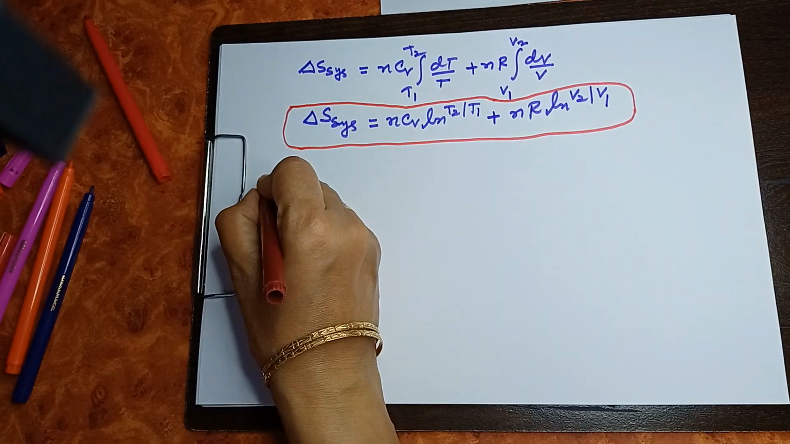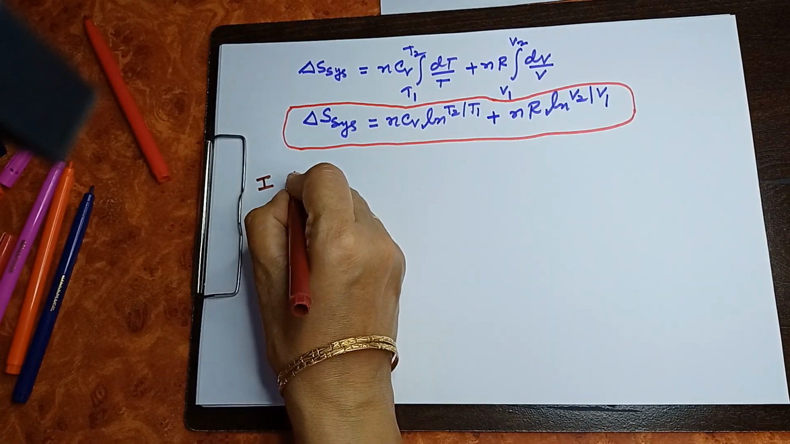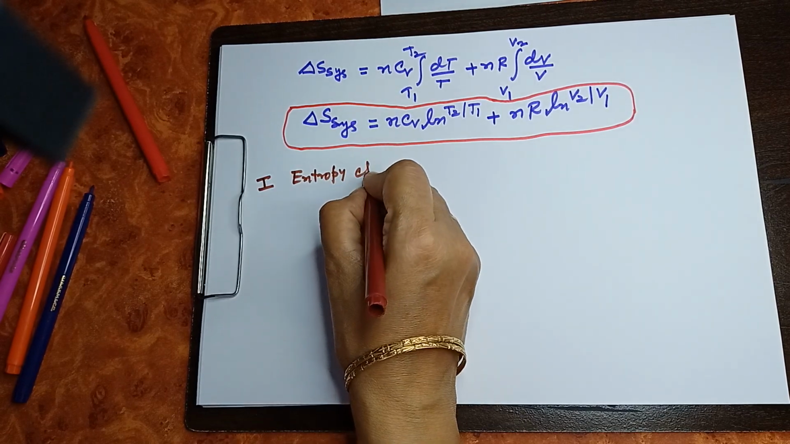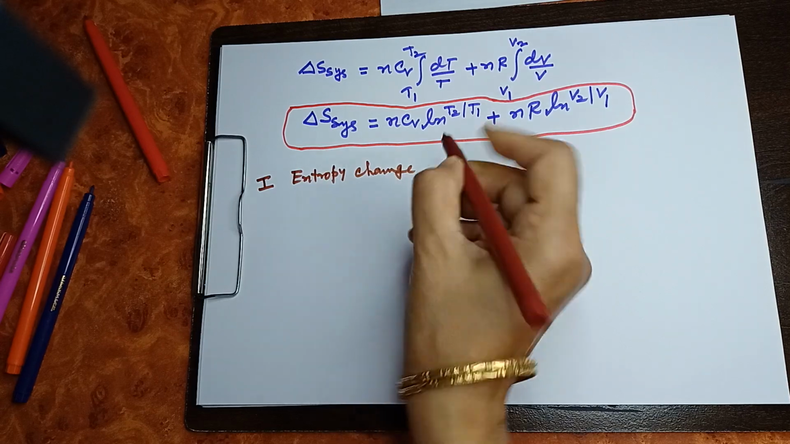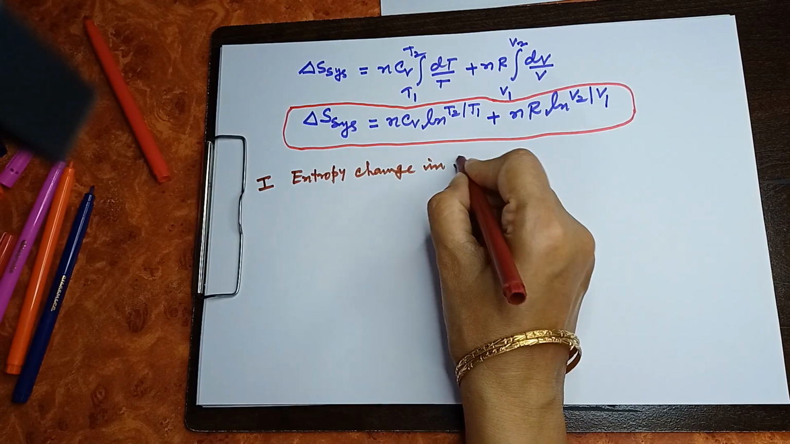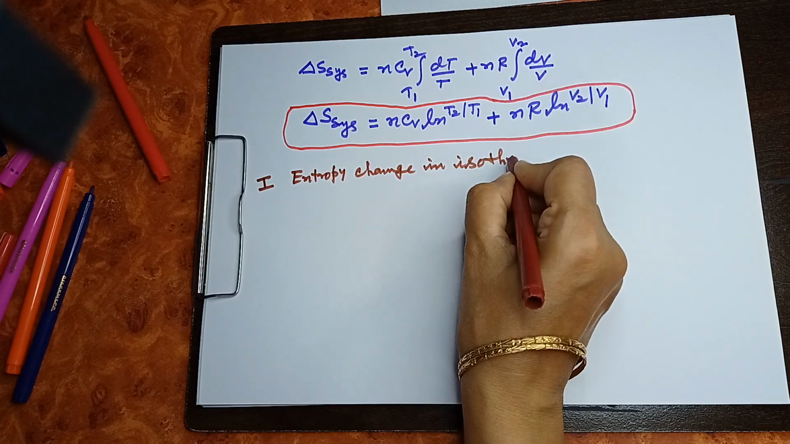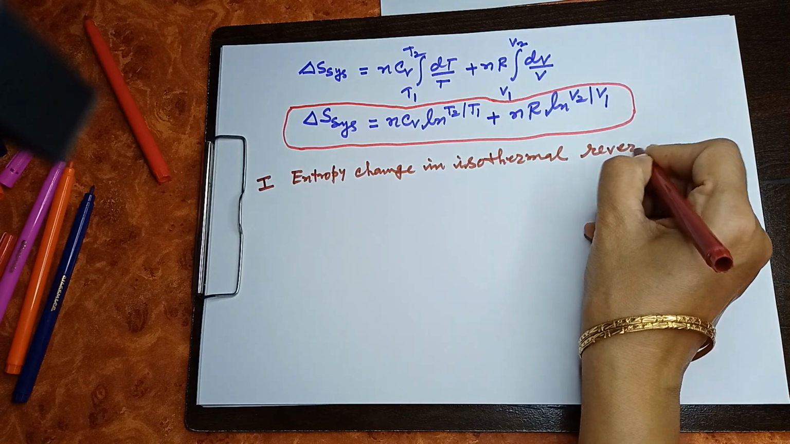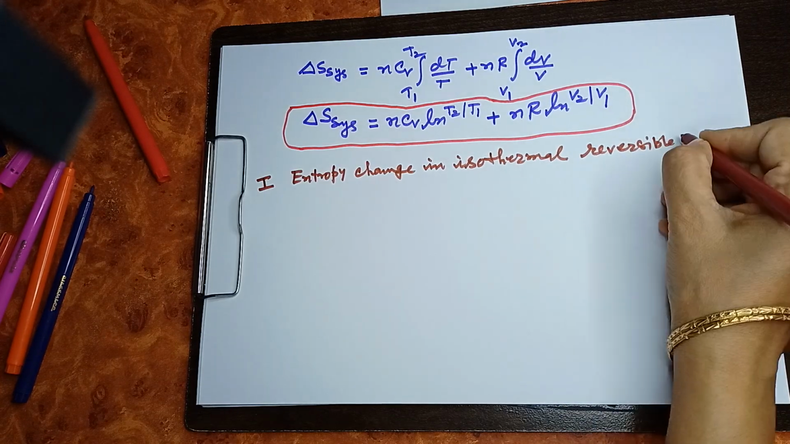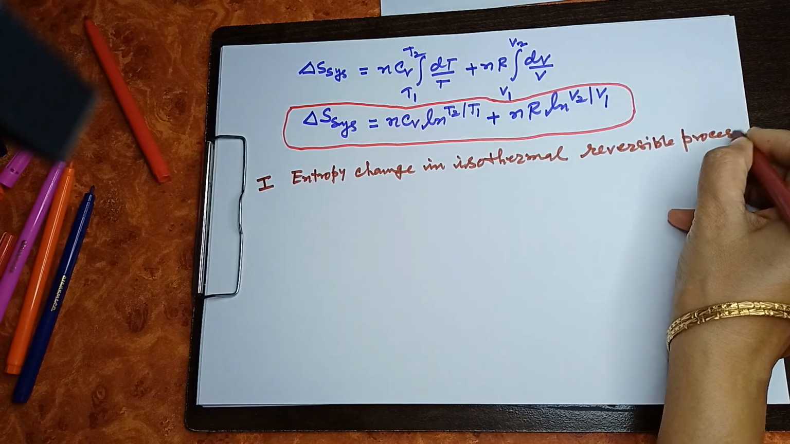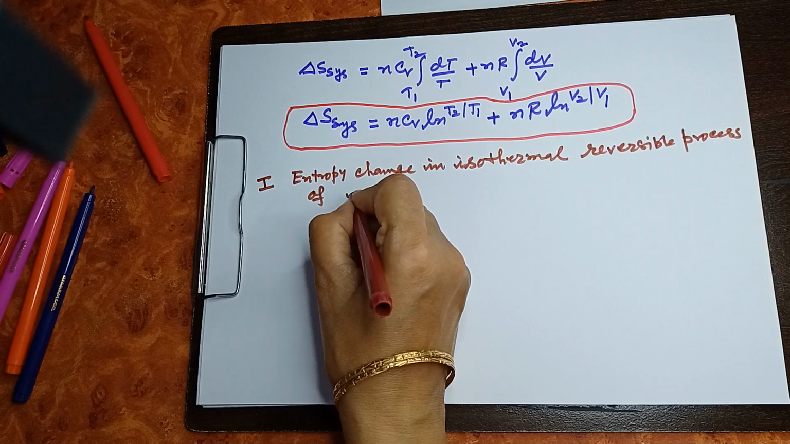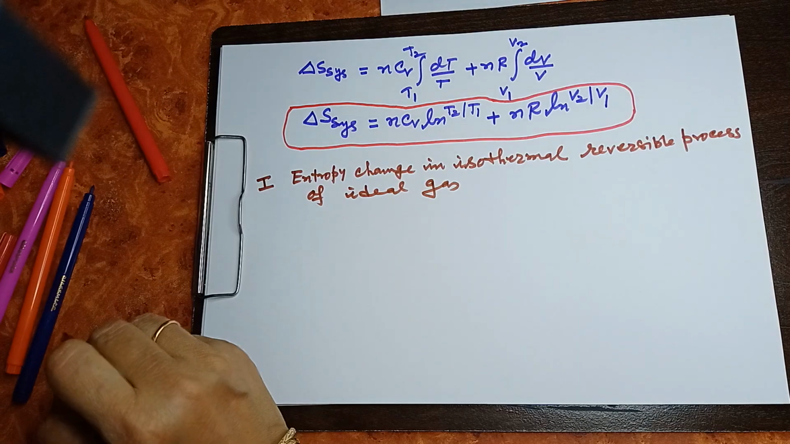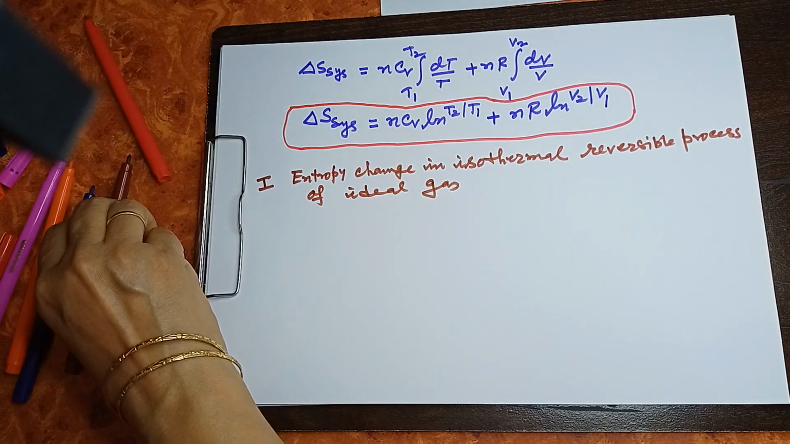See, first one, entropy change in isothermal reversible process of ideal gas. Okay. So now we'll start.